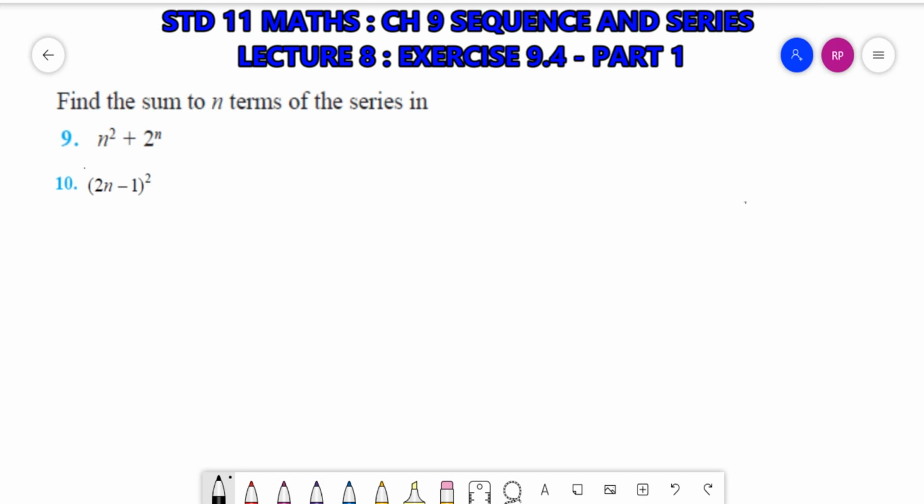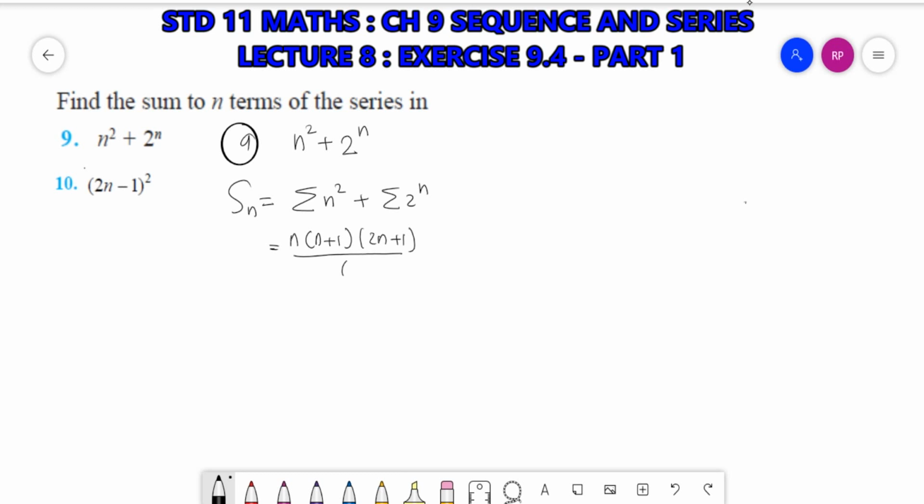Question number 9. Find the sum to n terms of the series whose nth term is n square plus 2 raised to n. Okay, so Sn is equal to, I can just separate it, summation of n square plus summation of 2 raised to n. For n square, the formula is n plus 1, 2n plus 1 upon 6.